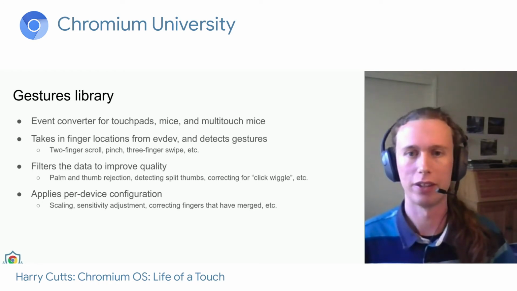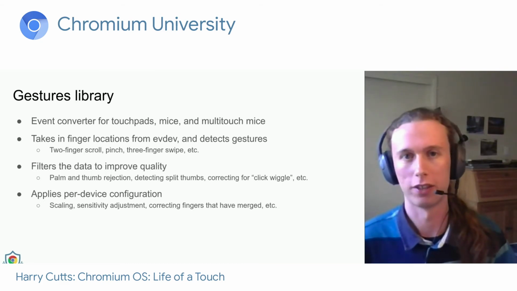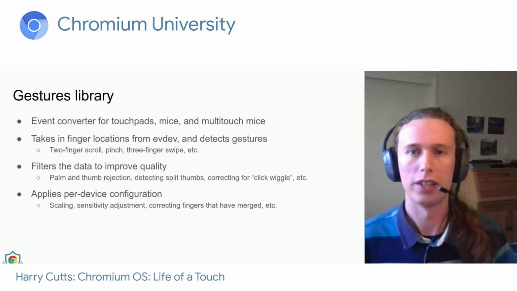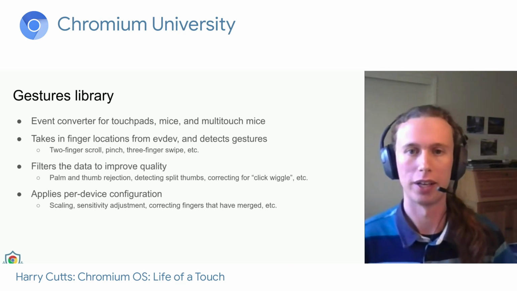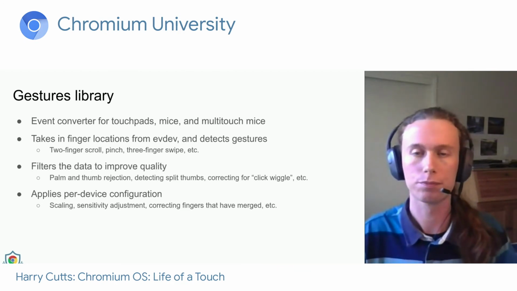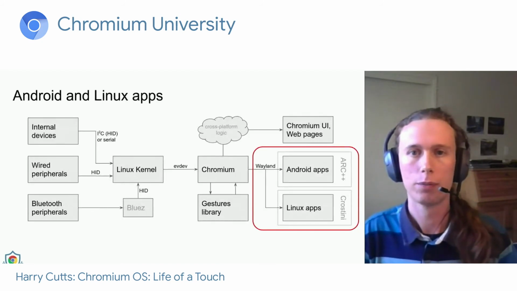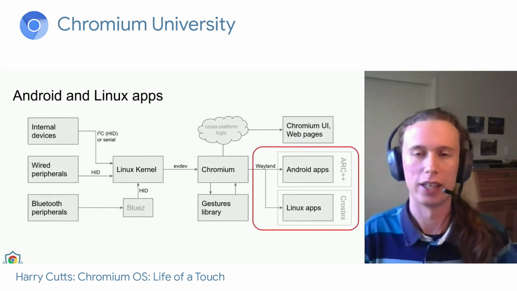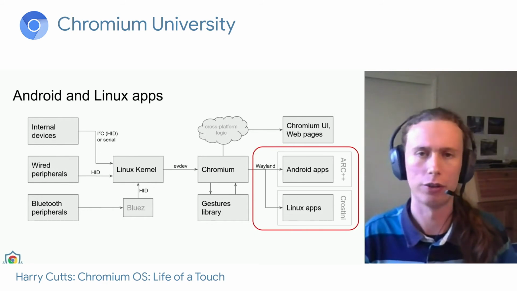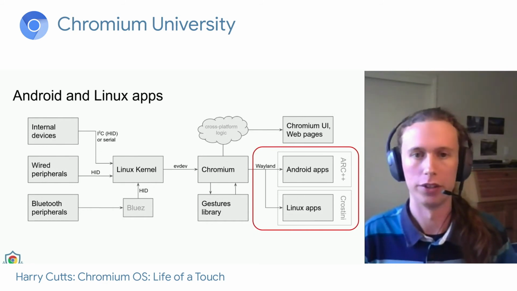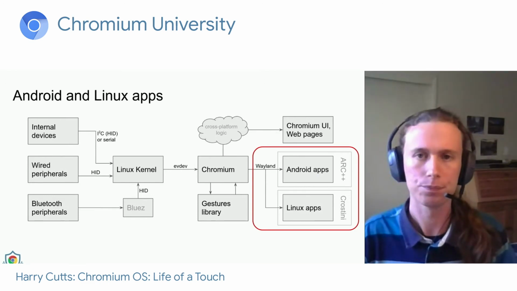And a lot of this varies per device. So some touchpads are better at, say, detecting thumbs than others, and so we adjust the sensitivities of our various filters to make the touchpad on a particular Chromebook work nicely. And we have a set of configuration files that the gestures library then applies to its operations. So at this point, we have the events into Chromium, and we've reached that cross-platform code that I mentioned that would then send them on to web pages and the rest of the Chromium OS UI.